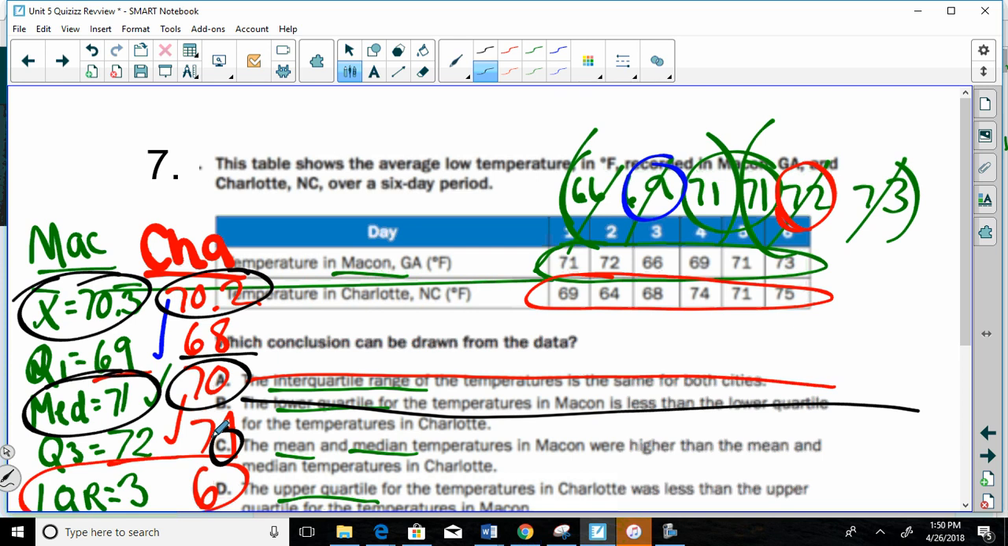The upper quartile of the temperatures in Charlotte was less than in Macon. So is 74 less than 72? No, so it's got to be C. These two numbers: 70.3 is bigger than 70.2. That's correct. 71 is bigger than 70. So that's why that answer. Does that make sense?